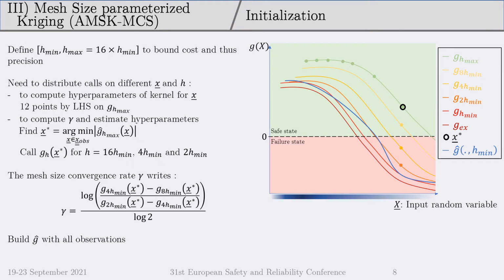What I've plotted here is only the metamodel for H equals hmin, but you can obtain this limit state function for any value of H thanks to the metamodel we've developed.